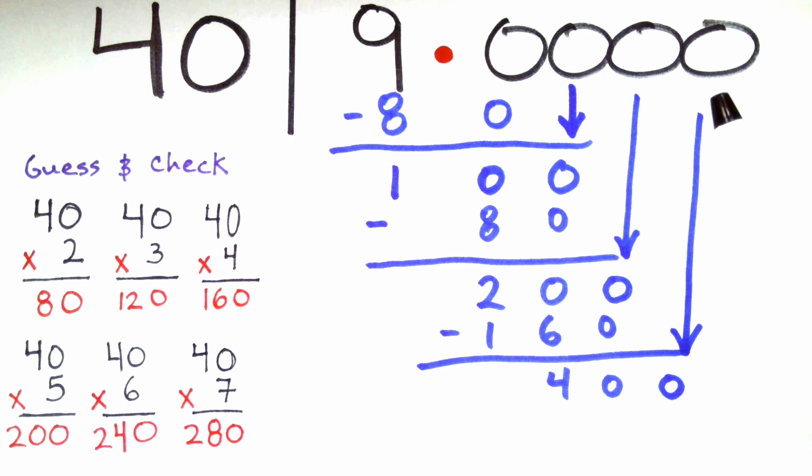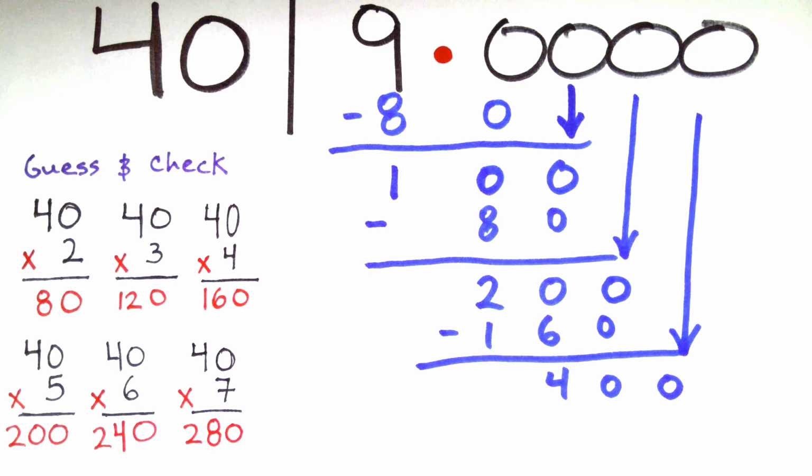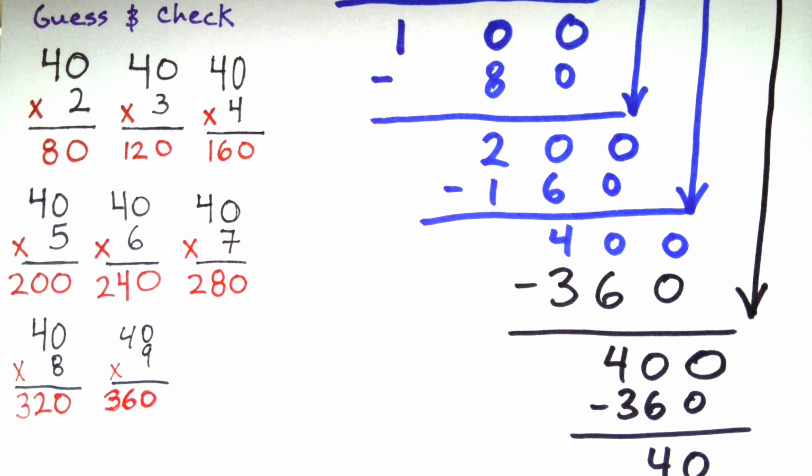But then we're going to bring down that 0 so you can write another digit above the divisor bar, and that turns that 40 into 400, right? 400. So 40 times what number will give me 400?